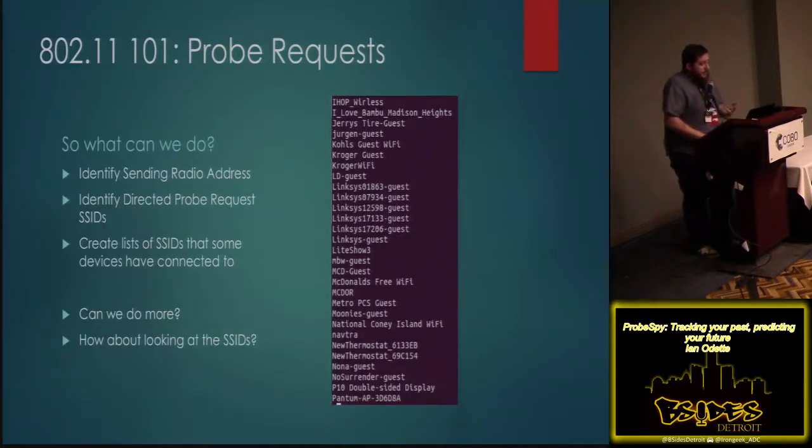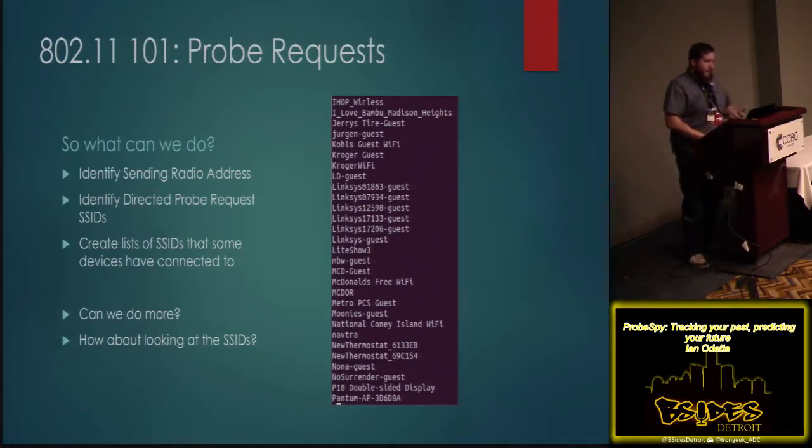All right, so given this information, what can we do? We can identify the MAC address of the sending radio, potentially, if they're not attempting to randomize the MAC address. We can identify the SSIDs that a device is attempting to connect to via the directed probe requests. And for devices that are not changing their MAC address, we can identify a list of networks that that device is attempting to connect to.